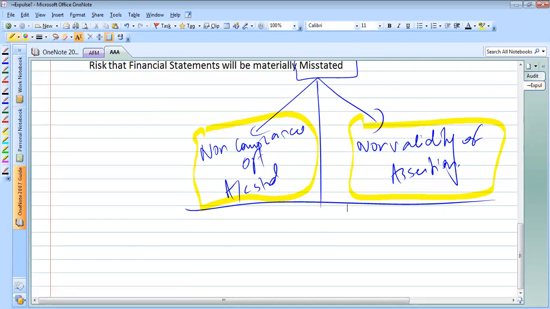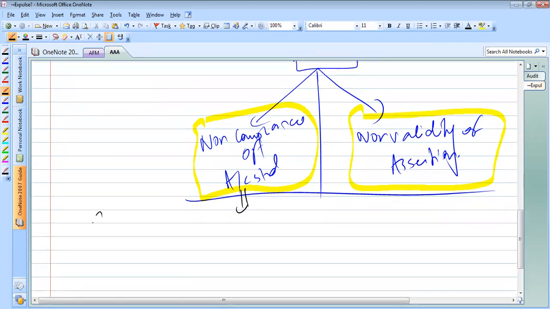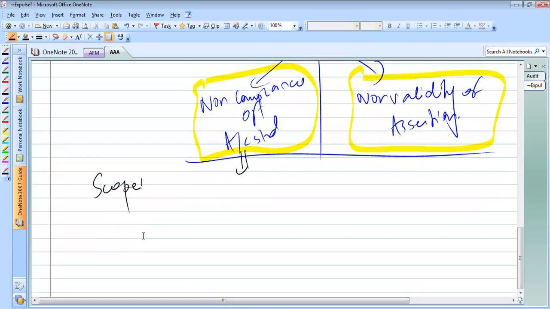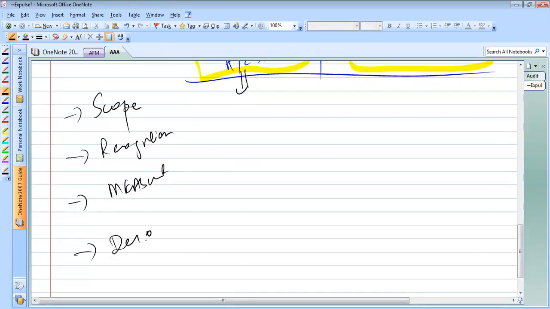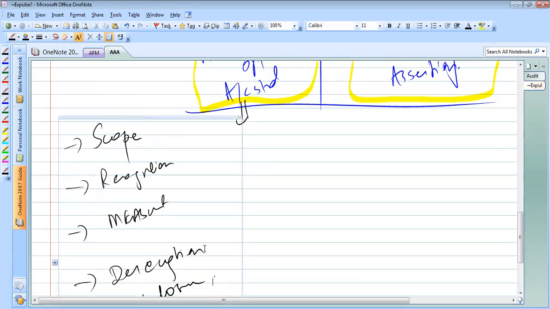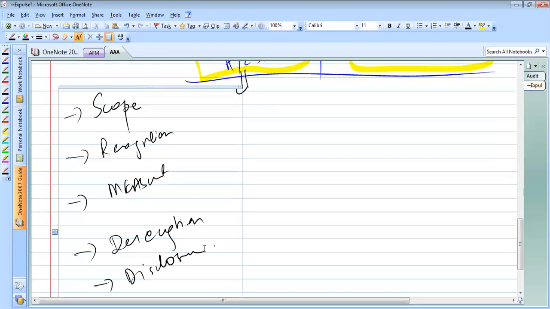The non-compliance of accounting standard would actually mean that when we apply any accounting standard, there are various things that need to be considered with respect to its application. Now, what are those things? For every accounting standard, you would have a scope para, the recognition criteria, the measurement criteria, the derecognition criteria, and disclosures. So for every accounting standard that you apply, generally these are the 5 things that are applicable.